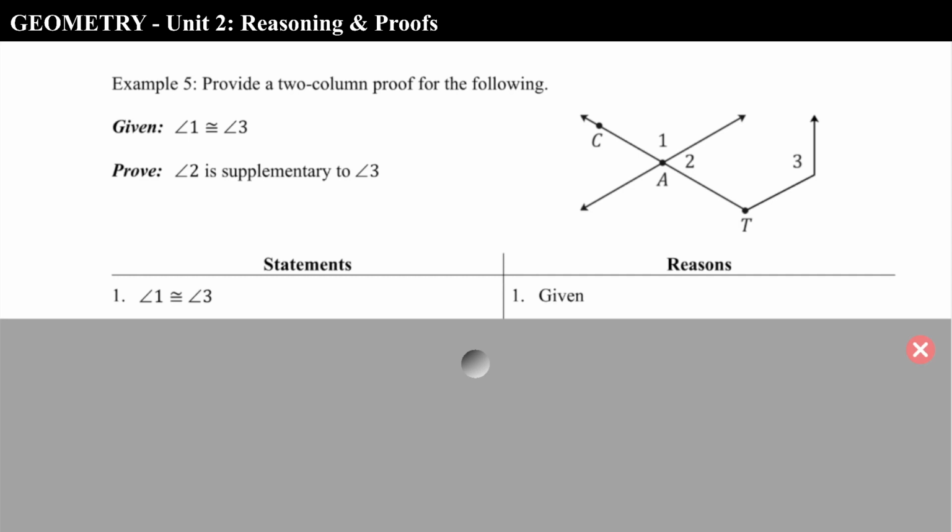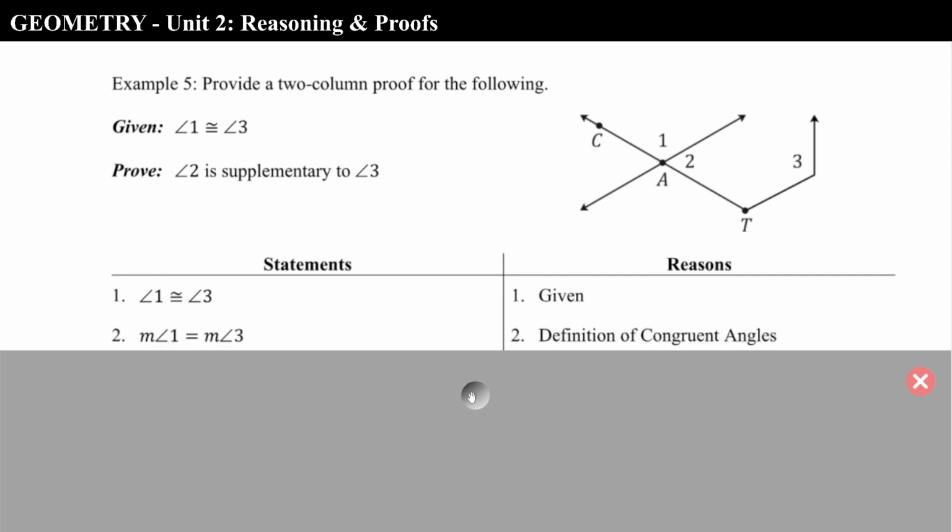Okay, so what we're going to do is start with our given. Angle 1 is congruent to angle 3, and we know from that that the measure of angle 1 is going to be equal to the measure of angle 3 because of the definition of congruent angles. We saw that in the last example. Again, themes are going to repeat themselves as we move along. So the more you do proofs, the more you'll have an idea of where to go. All right, that's all we can really get off of our given.